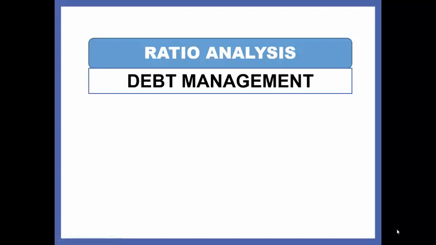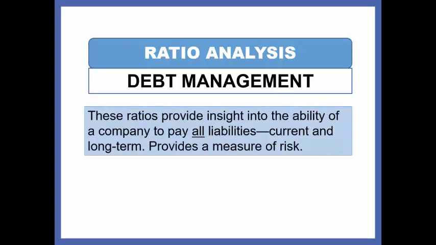Now, this set of ratios will help managers assess their management of their debt. And really, they're trying to look at the ability of the company to pay all of its liabilities, both current and long-term. And so these will provide a measure of risk, because having a lot of debt is risky, because those people who own the debt, those other companies, those banks, can require you to pay that.